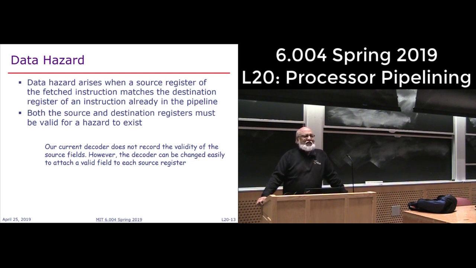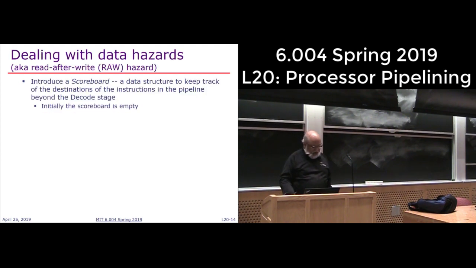Okay, so we'll give you the decoder, which will mark the sources as a valid source. When you compare source and destination, it has to be a valid source and a valid destination. Only then it can be a hazard, otherwise no hazard. All right. Okay, so the data structure we have for this purpose is called a scoreboard.